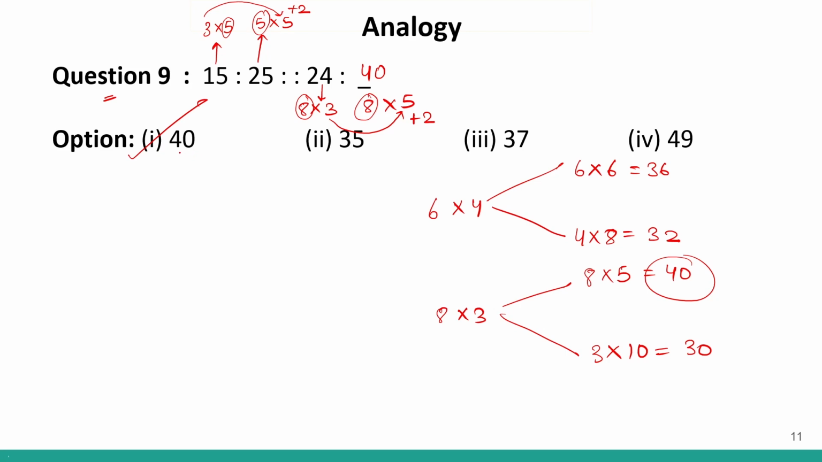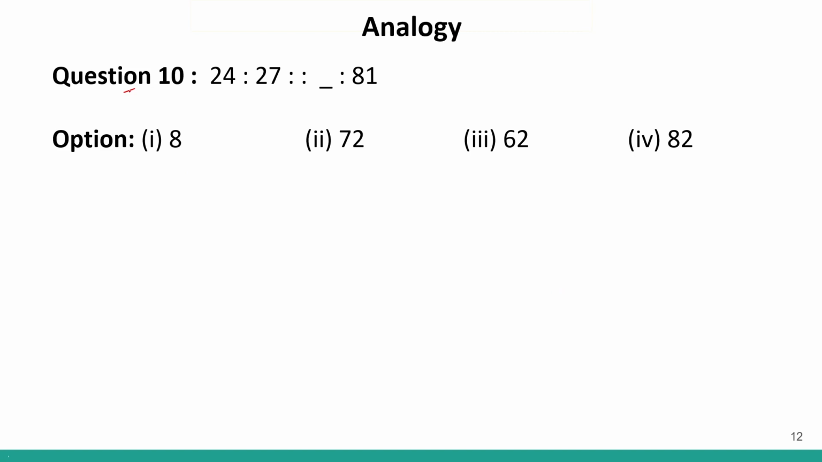Clear? So in your examination, make sure to look at every possibility. Okay. Question number 10. Question number 10, over here we have 24 and 27 and we have to find the missing term over here. Okay.